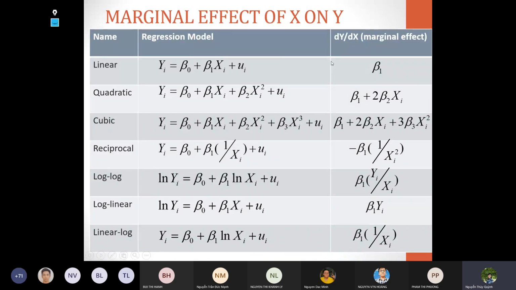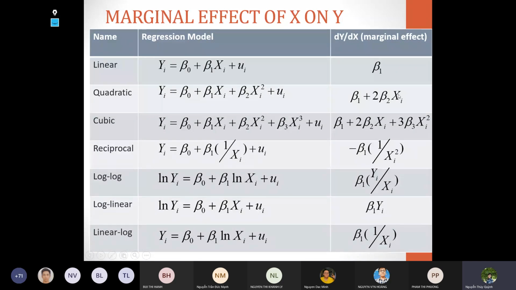But for other nonlinear functional forms like quadratic, cubic, reciprocal, log-log, or semi-log models, you can see that the marginal effect of x on y depends on the value of x or y. For example, for the quadratic model, the marginal effect of x on y here is beta 1 plus 2 times beta 2 times x. So the marginal effect of x on y depends on the value of x.